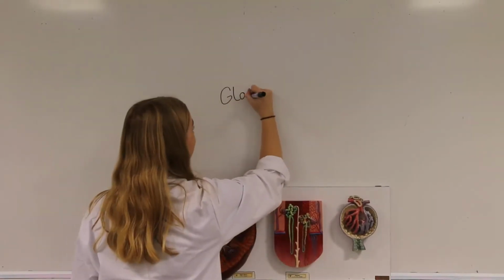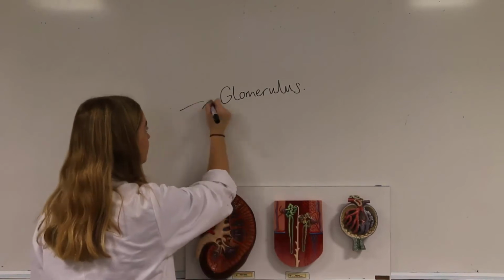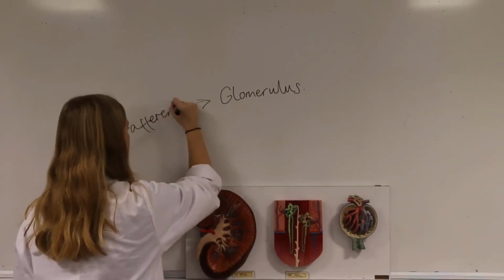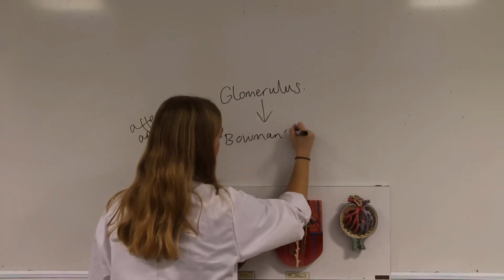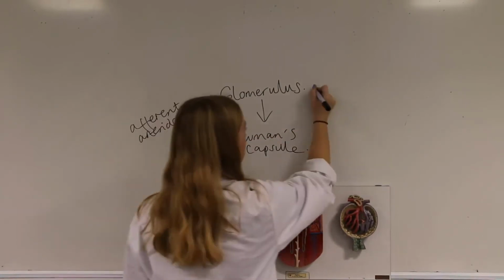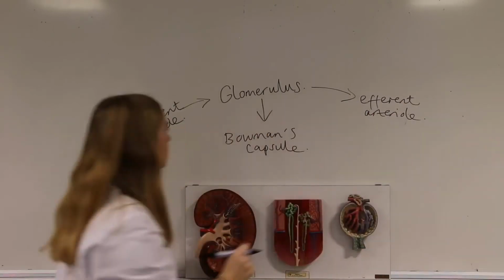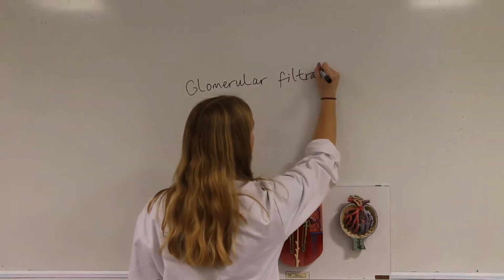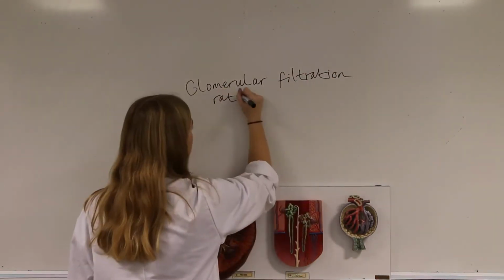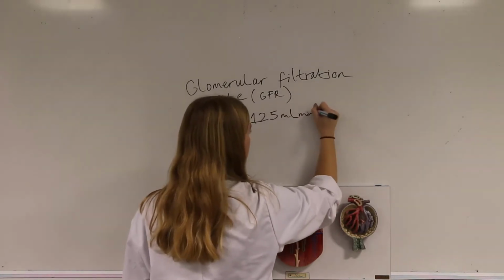Filtration occurs in the glomerulus, a capillary bed that's embedded in the beginning of the nephron. Blood enters the glomerulus via the afferent arteriole. 20% of plasma that goes across the glomerular capillary moves into Bowman's capsule. The other 80% leaves via the efferent arteriole. Glomerular filtration rate is how much blood is filtered by the glomerulus per minute. In a healthy individual, it is approximately 125 mL per minute.